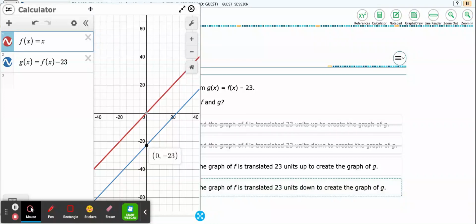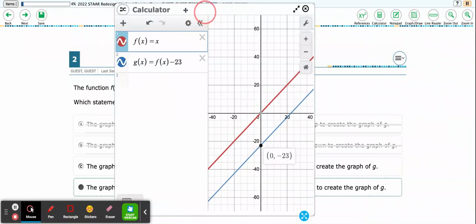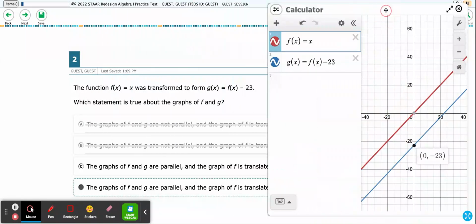So remember, key points: if you see two equations, you can put both in. I can't get my calculator to sit still. I can put both in to compare them. Make sure you note the color of your f and the color of your g, and look and see what direction the words are talking about. So the directions are saying, what do we do to f? How are we moving f to make g? So f, there's nothing above f, so f was moved down to create the new line g. So D is the correct answer.